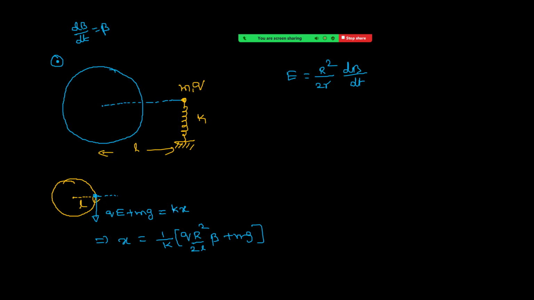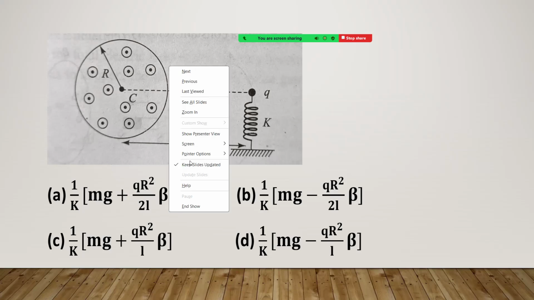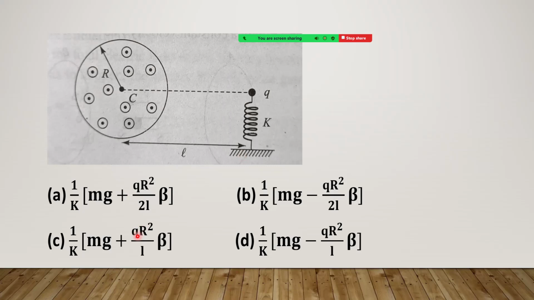So it depends on whether the field strength is increasing or decreasing, right? Then see the options. 1 upon k into mg plus q R square by 2L into beta. This is option A. Let us see the next problem.